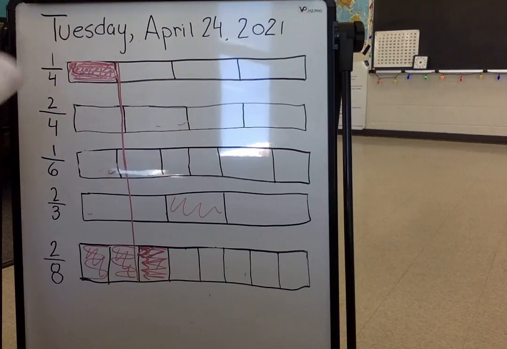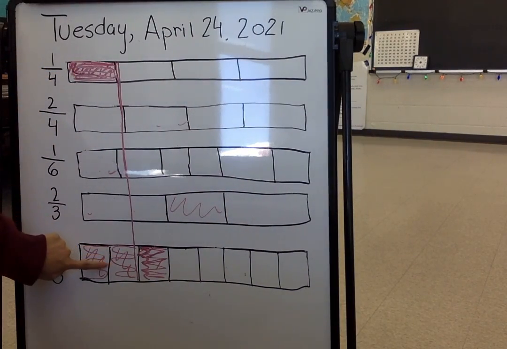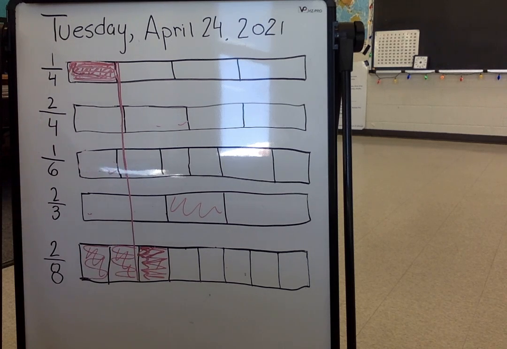3 over 8, so 1 over 4 is only this. 3 over 8 has 1 bar, 2 bars, 3 bars. Which one is greater? Is it 1 over 4 or 3 over 8? Which part is bigger? So which shaded part is bigger?